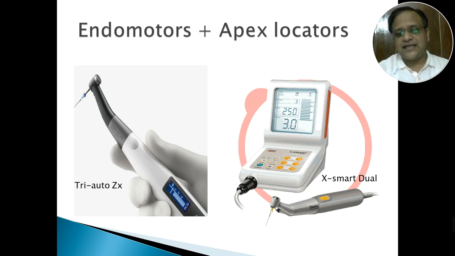Another advantage is that these instruments are very tactile sensitive. They have a very superior sort of electronic system inside. So what happens is, when they feel the apical constriction, they stop. So even if the apex locator, you can, manually, if you are taking a radiograph, have a different tactile sensation, these machines are very accurate. These machines really help you in doing root canal preparations very safely within the limits of the canal.